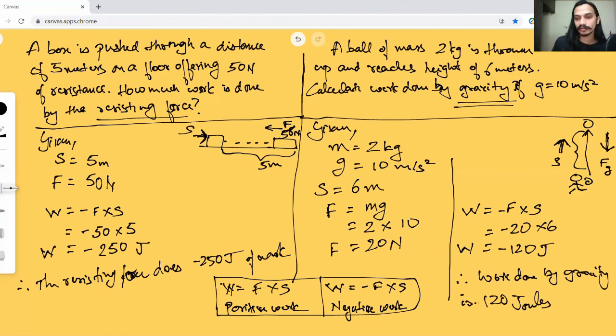Or minus 120 joules, sorry, my bad. Minus 120 joules. You can use the same ending statement here also. If they ask how much work is done by the resisting force, you can write that work done by resisting force is minus 250 joules. So this is how you can solve for negative work sums. Basically the same. You just need to make sure you're reading the question carefully. Read whose work they're asking for, work done by the person or by the resisting force. Based on that you will know which formula to use.